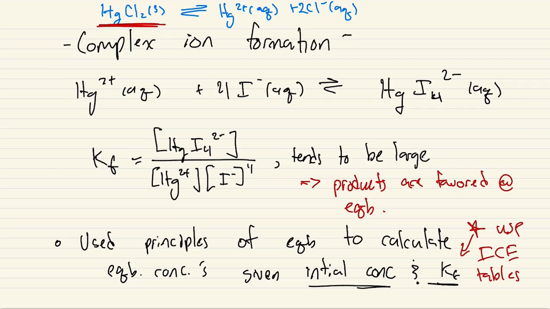So we use the ice tables, given some initial. We set some arbitrary change, use that arbitrary change to give us our equilibrium concentrations, and then relate those to the equilibrium constant. And that's where we might have to use small x approximation or quadratic formula, or that's where our math is involved in solving for that x value.